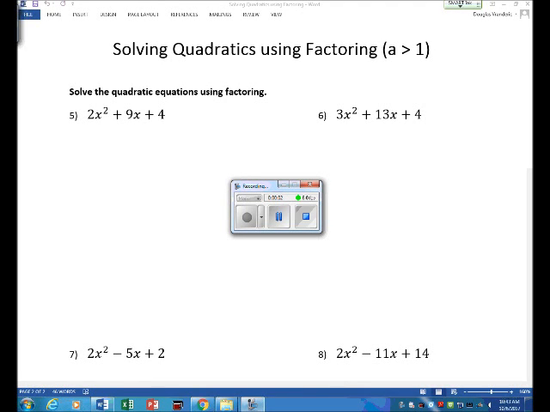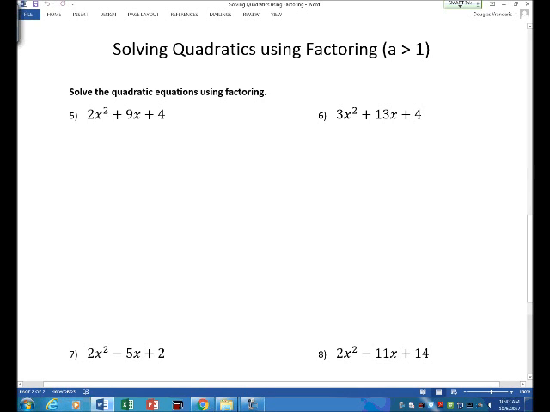All right, so we've gone to the back side now. And you'll notice, if you take a look at 5, 6, 7, and 8, that yes, they look similar. They're still quadratics. But you'll notice there's a difference because of the number that's in front of x squared. On 5, 6, 7, and 8, every a value is greater than 1. In 5 it's 2, 6 is 3, 7 is 2, 8 is 2.